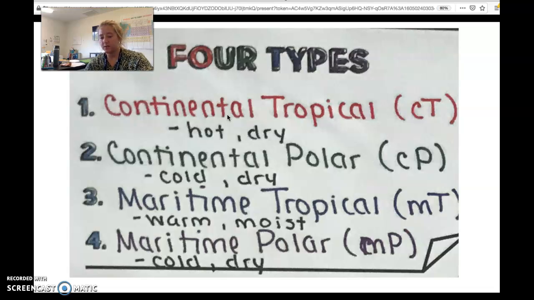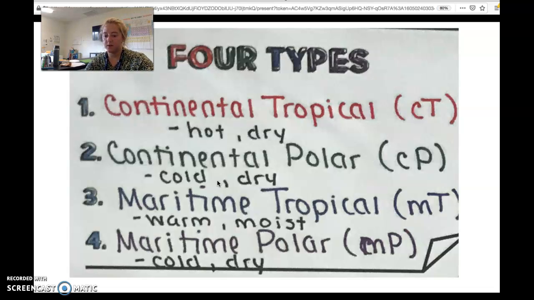In contrast, we also have our continental polar air mass. We denote that with a lowercase c and a capital P. Because it formed over land, we're going to have very dry air in this air mass, but it's going to be very cold because it developed in areas of higher latitude, like our polar regions or Canada or our Arctic regions. So those are two types of continental air masses. I want you to start associating the word continental with dry and land. Continental is land, so it's dry, and tropical with hot, and polar with cold.